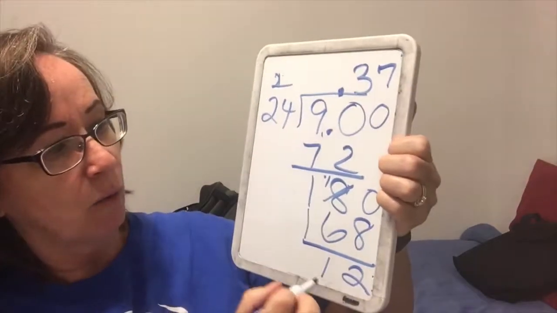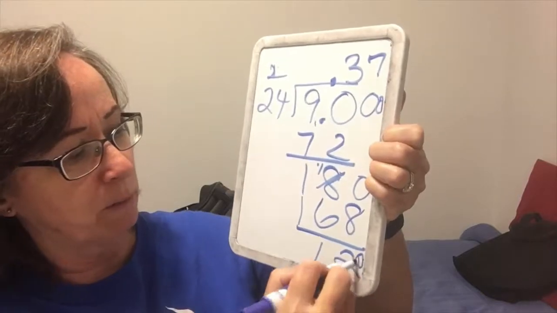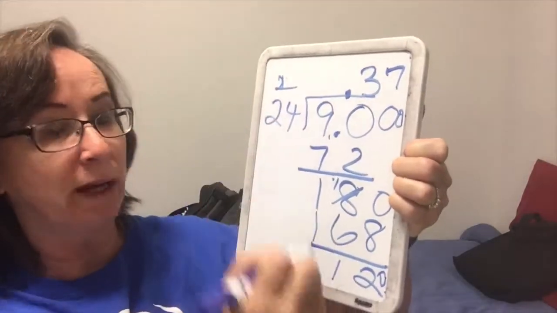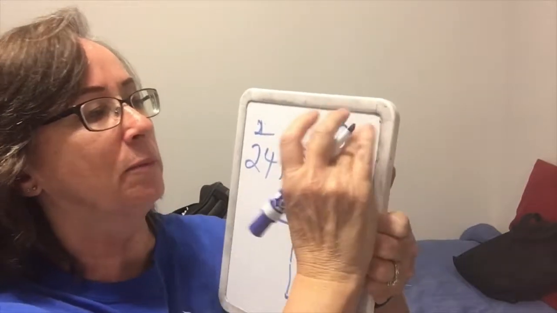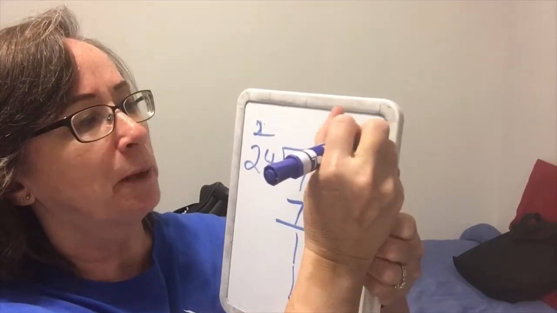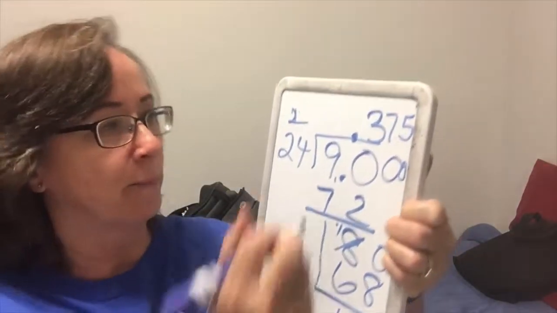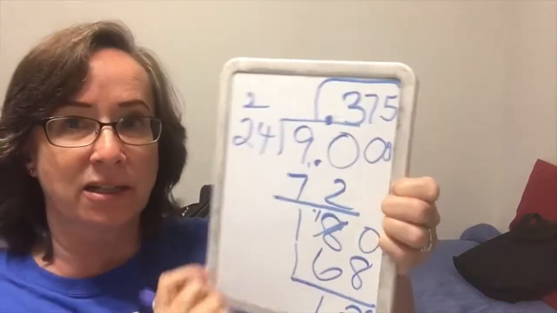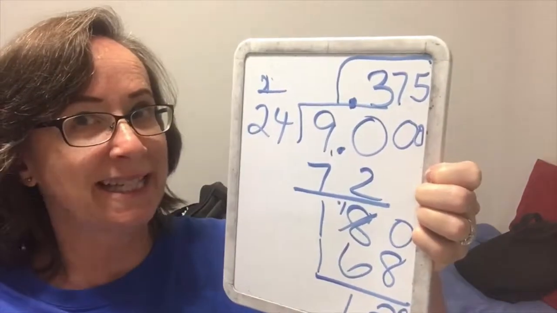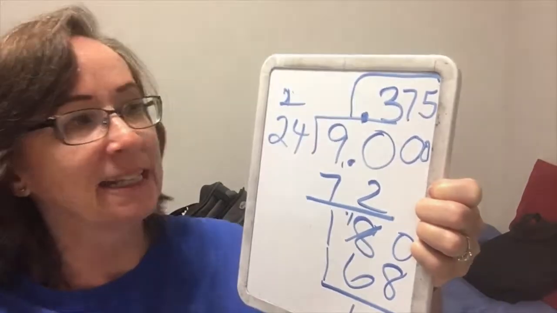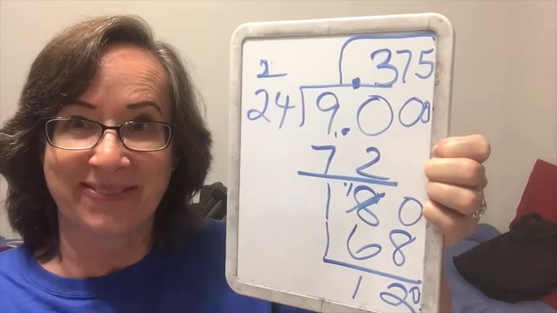So now we're going to bring down one more 0. We're out of room, but 24 goes into 120 exactly 5 times. So I'm going to move my 7 over. I'm going to put my 5, and that's going to end up with 120. So I ran out of room, but my answer is 0.375. So what is the decimal portion? It's 0.375, and that was your second example.